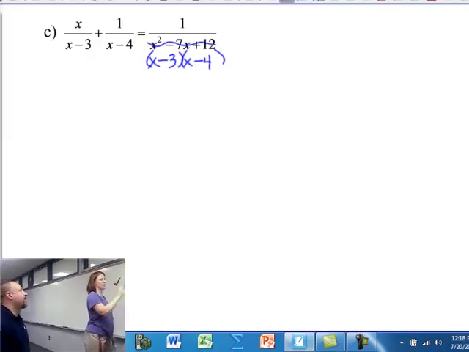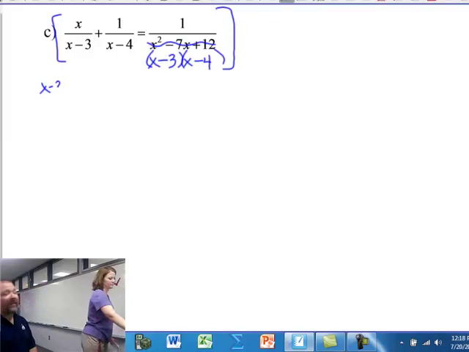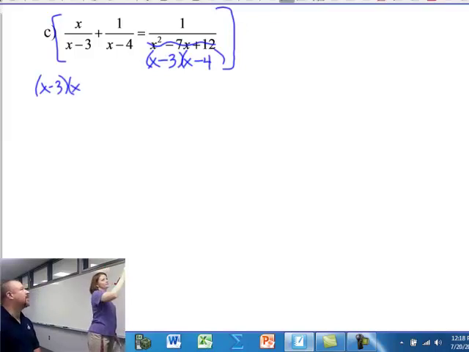So our LCD is going to be, well, we take the first fraction, which is x minus 3, and we need an x minus 3. We also need an x minus 4, because that's from the second fraction. And the third fraction doesn't add anything new. So we're going to multiply everything by x minus 3 and x minus 4.